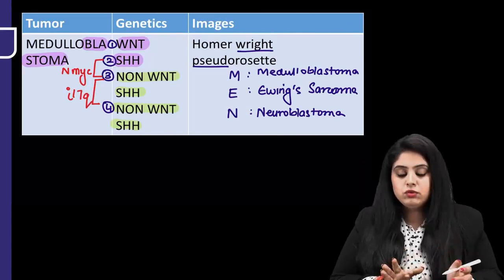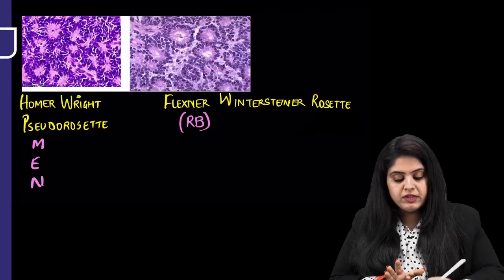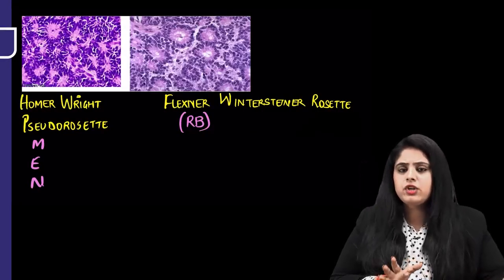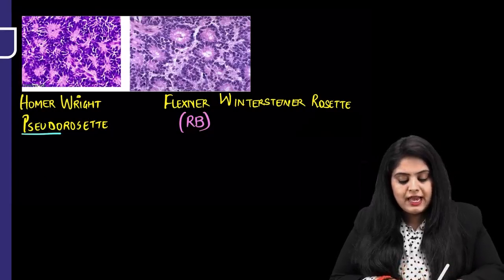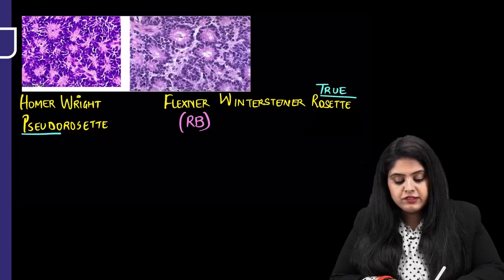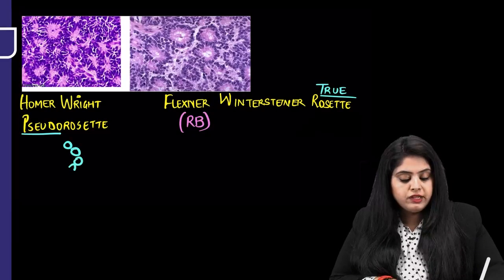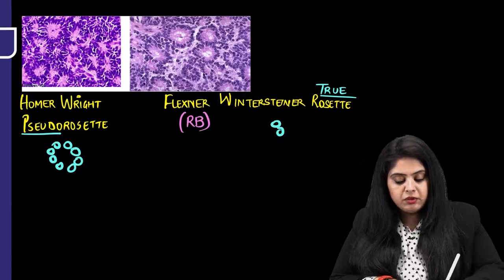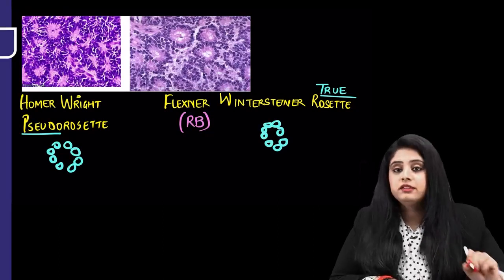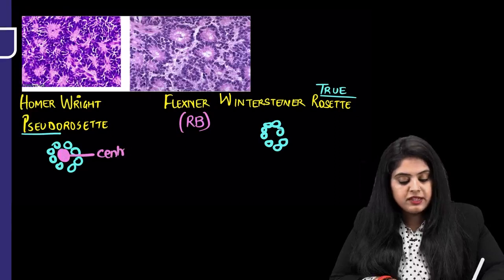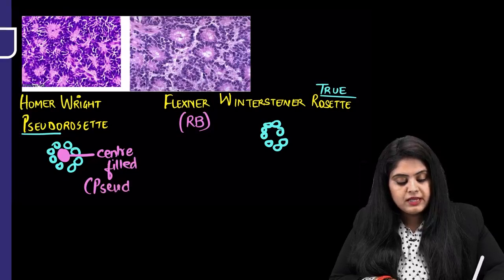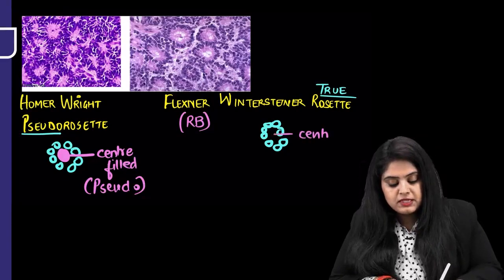So medulloblastoma is done, but I want to see the picture of this Homer Wright pseudo rosette and I just want to look at rosettes in general. What is the concept behind a pseudo rosette and a true rosette? These are the two rosettes that I want to find out. So remember, rosette means round, round, round. Tumor cells are going to be present round, round, round. What is in the center makes a difference. If the center has some material, if the center is filled, this means you are dealing with a pseudo rosette. And if the center is empty, this means you are dealing with a true rosette.